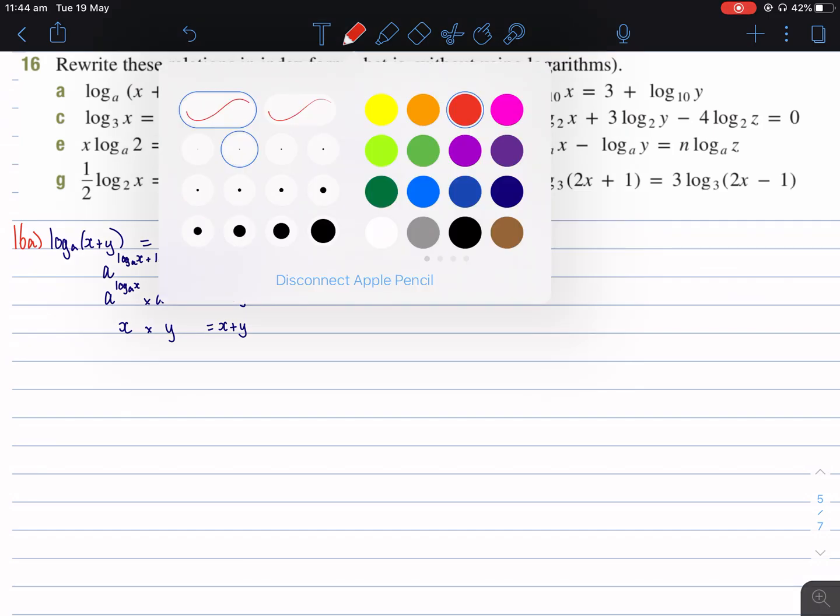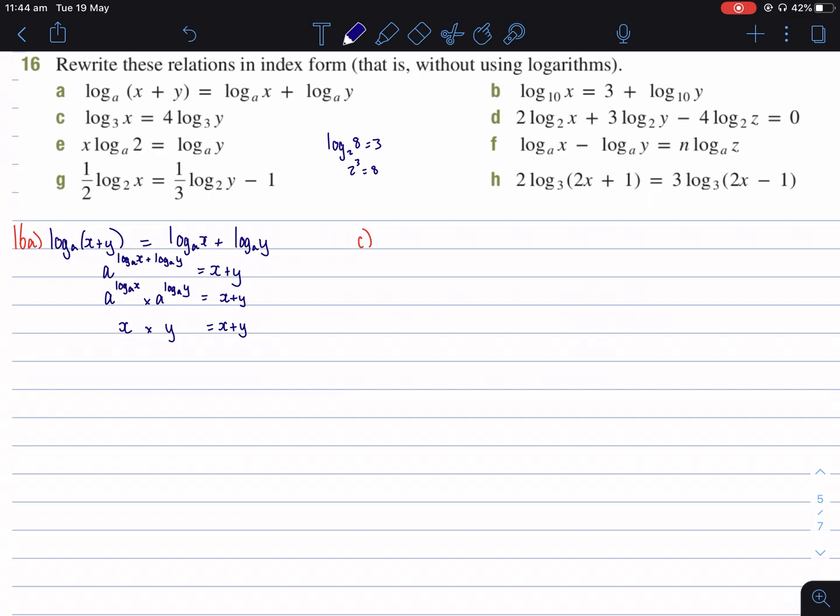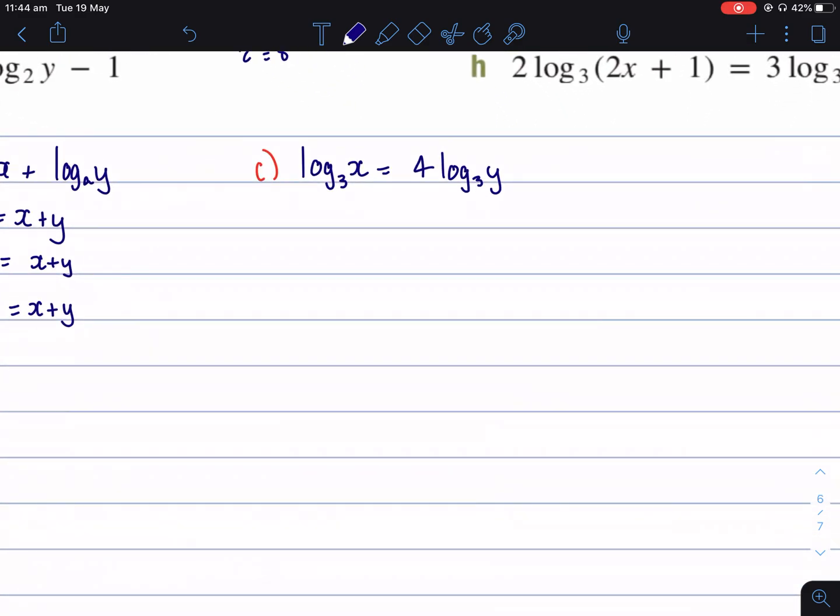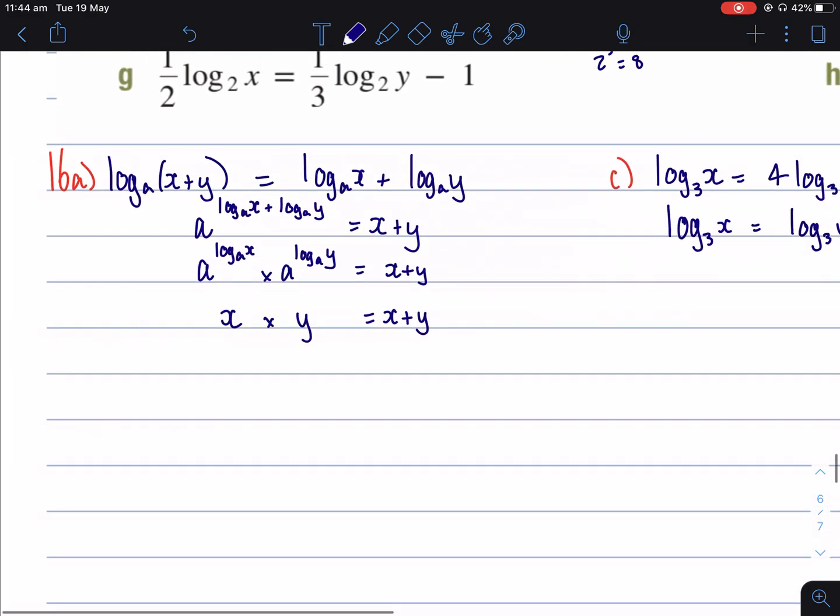Question C. We've got log base 3 of x equals 4 log base 3 of y. Which means I've got log base 3 of x equals log base 3 of y to the 4. And did you spot the quick way yet?